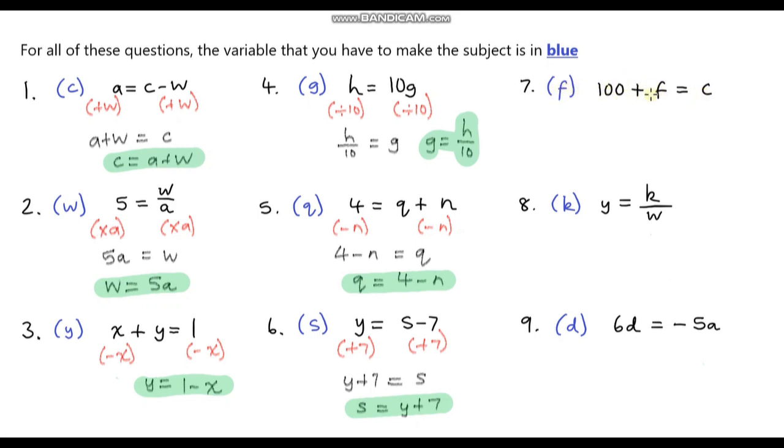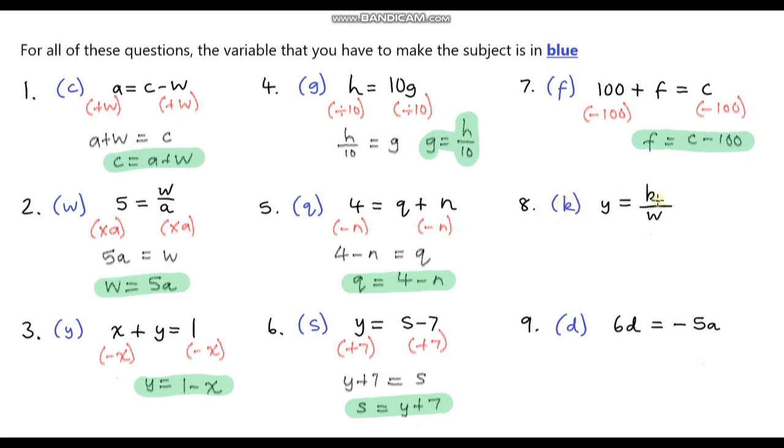Question 7, 100 plus f equals c, and we need to make f the subject. So at the moment we're adding 100 to f, so we need to subtract 100. On the left hand side we're just going to be left with f, and on the right hand side we've got c minus 100, and again we don't need to switch these around because we've already got f on the left hand side.